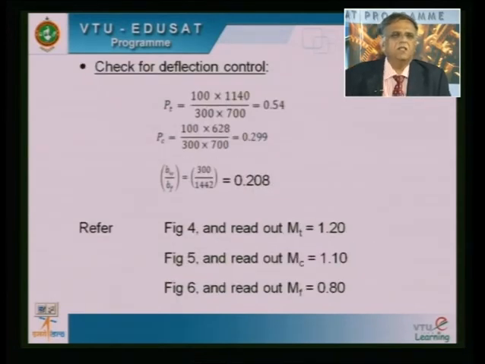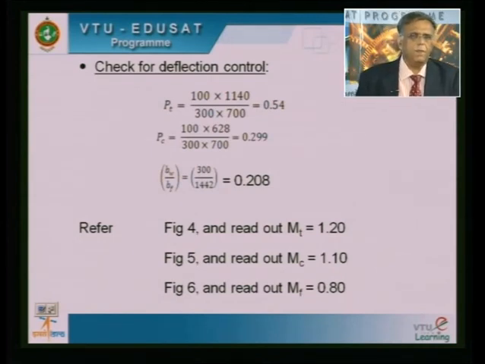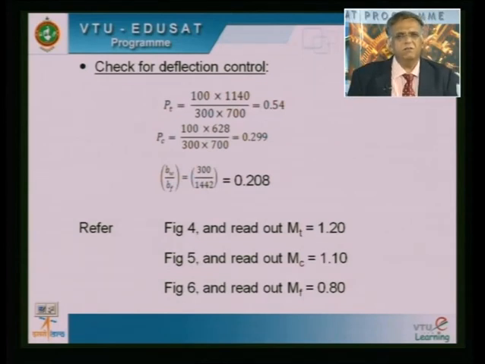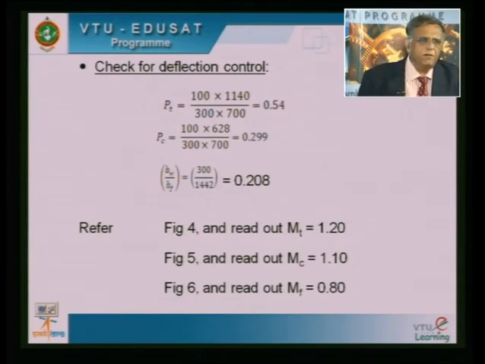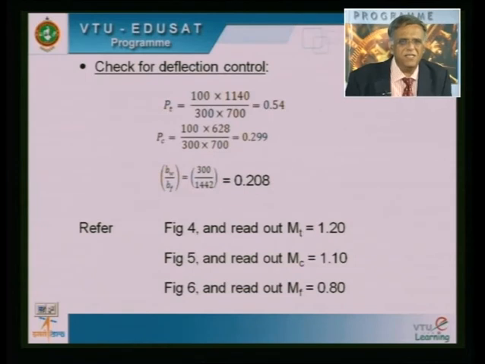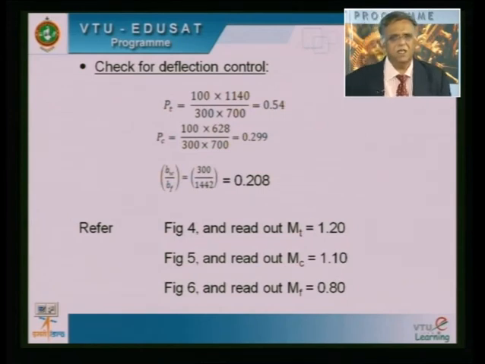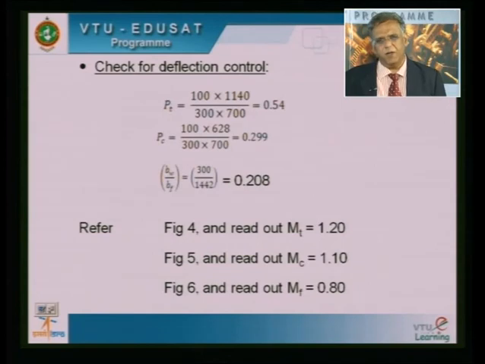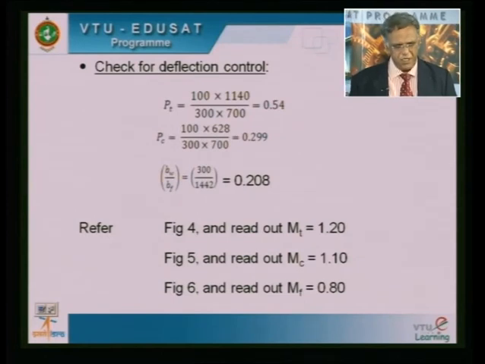Now, the last step here is the check for deflection control. No speciality at all. Whatever I had followed earlier, same thing. Calculate pt, calculate fs, go to figure 4, pick up the value of Mt. This is coming to 1.2. Compression reinforcement, whatever is given there has to be taken, then calculate pc, go to figure 5 and then get the value of Mc. Then figure 6, this is the only difference which I had shown you in the T beam also, the reduction factor, get the value of Mf from figure 6.